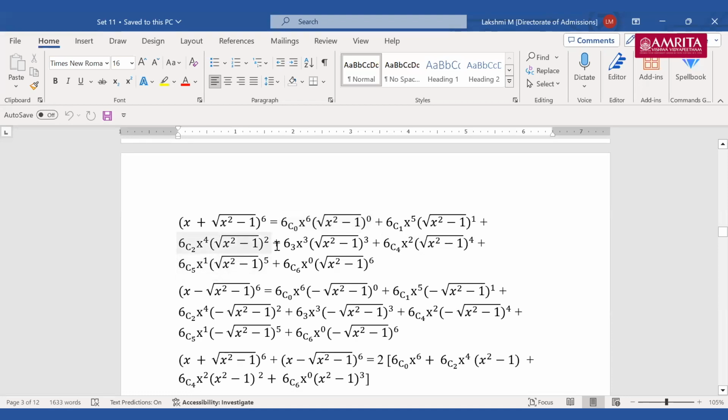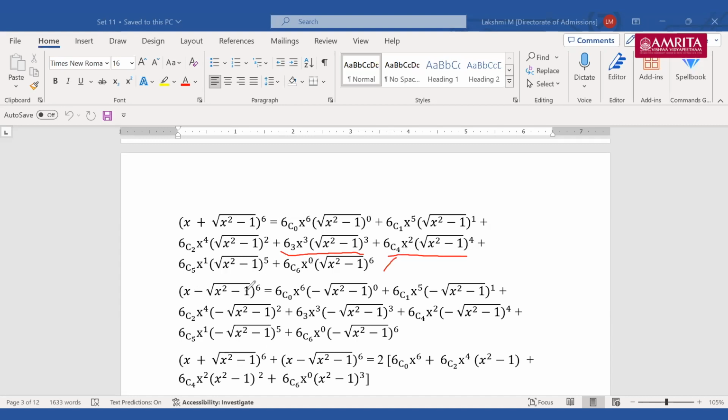4 root of x square minus 1 whole square. Then 6C3 x cube root of x square minus 1 whole cube. Same like 6C4 x square root of x square minus 1 whole raised to 4. 6C5 x raised to 1 root of x square minus 1 whole raised to 5. 6C6 x raised to 0 root of x square minus 1 whole raised to 6. I have completed the expansion, right?